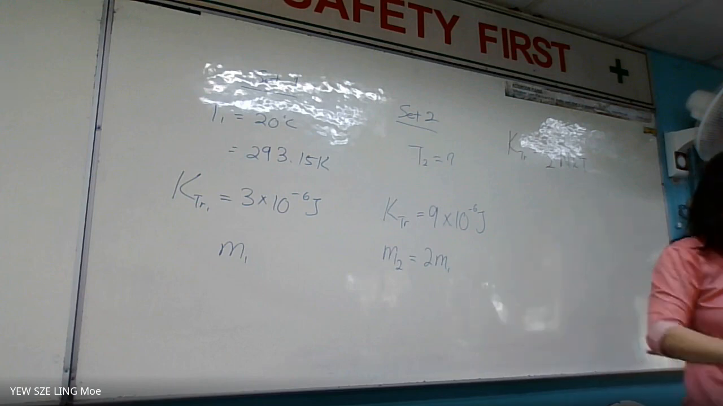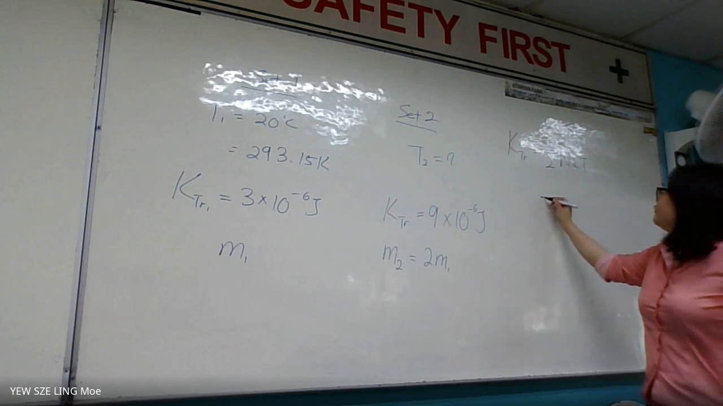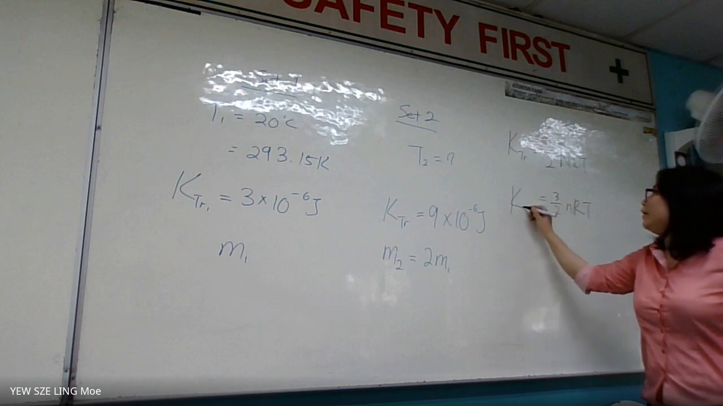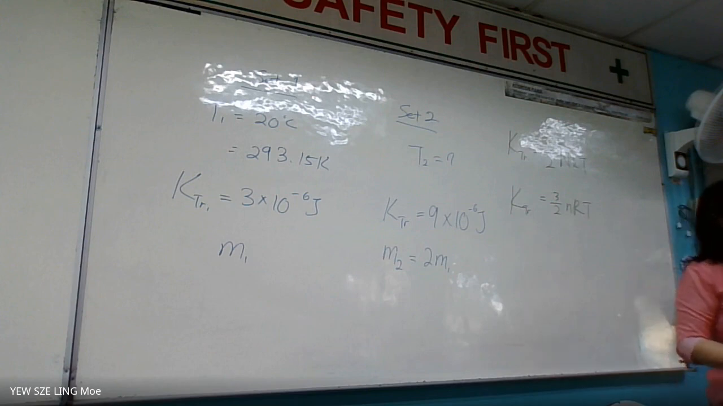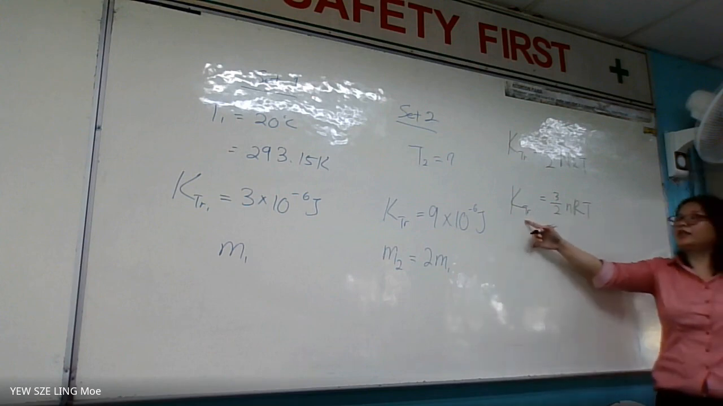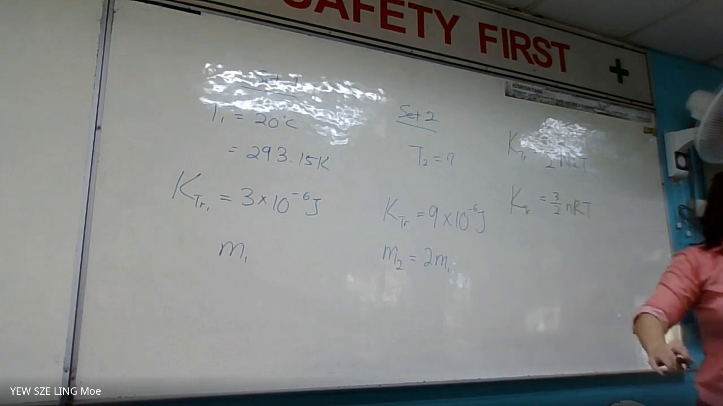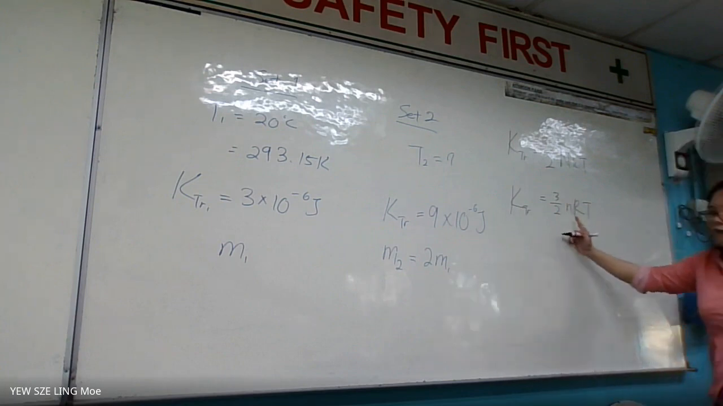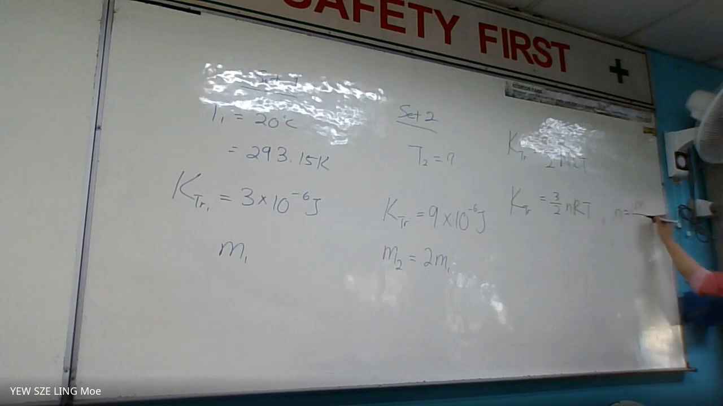So what can I do is rearrange the equation. I'm going to change it first into 3 over 2 nRT. So KTR at the same time is equal to 3 over 2 nRT, because PV equals NkT equals nRT. So translational kinetic energy can also be written with nRT. Now, can I simplify the equation? I need mass. So now I have mole. I want to relate it to mass, right? So therefore, n is equal to m over M.